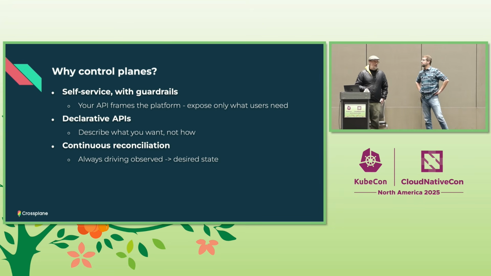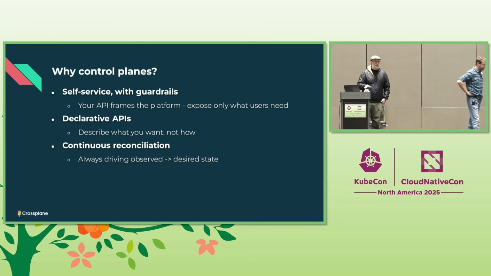You also hear people talk about the declarative APIs. 100% agree. It's nice to be able to say, look, here's just how I want it to be, not how to get there. But something that people talk about a little bit less often, that to me I think is a superpower, is this idea of allowing developers to self-service with guardrails.